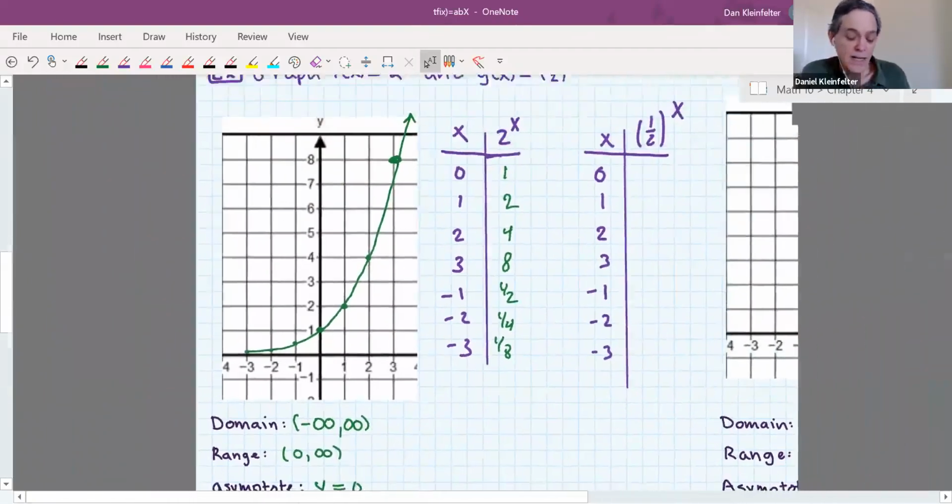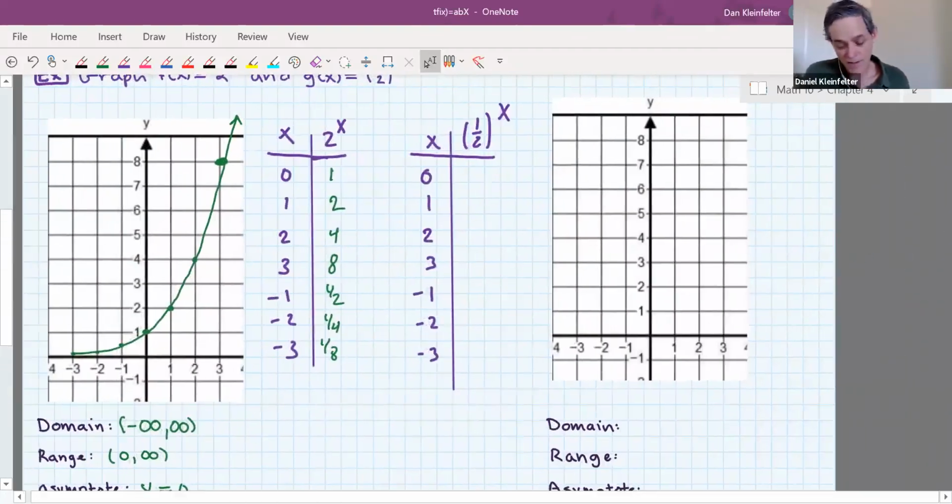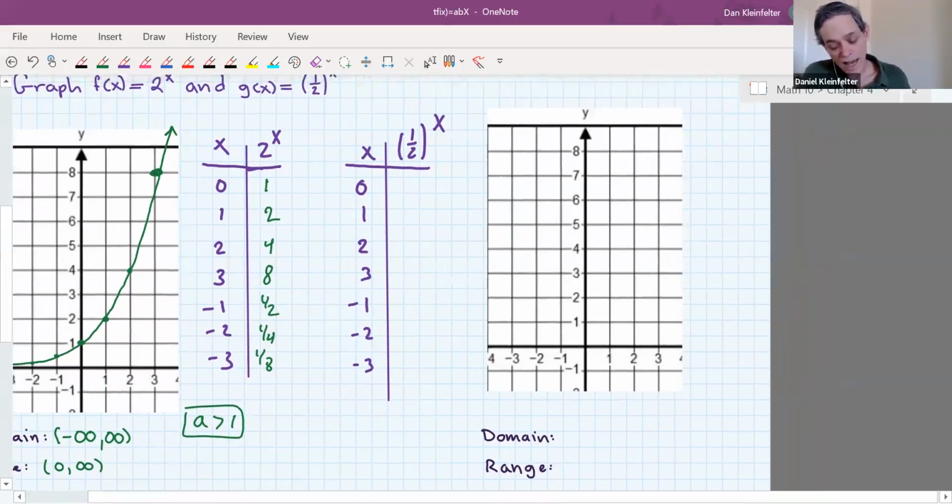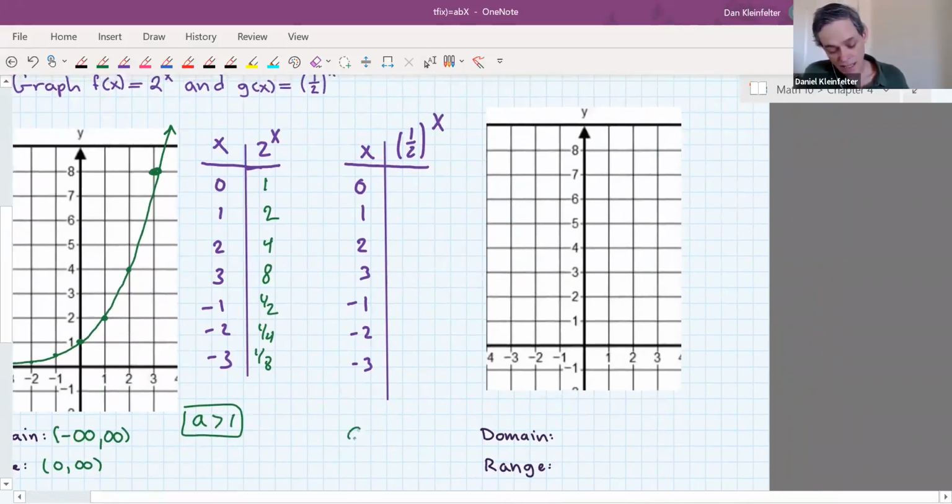Okay, the reason that I've divided this into 2 separate graphs, one for 2 to the x and one for 1/2 to the x, is that the behavior of the graphs depends on the base. If the base is bigger than 1, we're going to end up with this kind of strictly increasing graph. Moving on to the 1/2 to the x, we'll see that the graphs are all kind of the same basic shape if the base is in between 0 and 1.